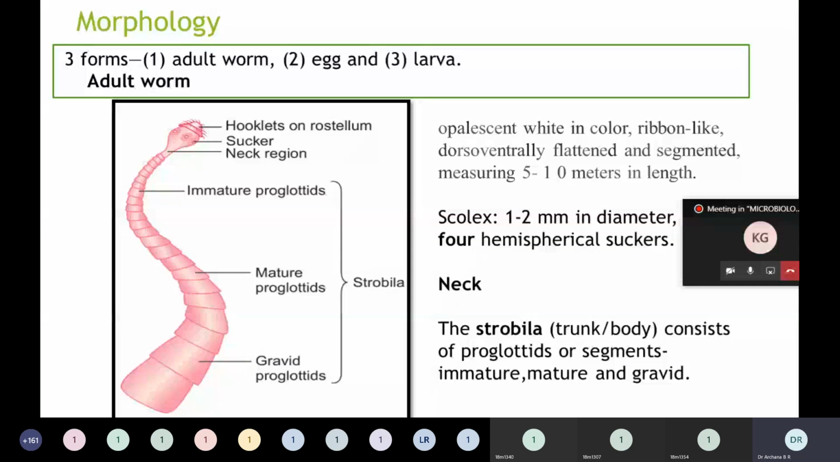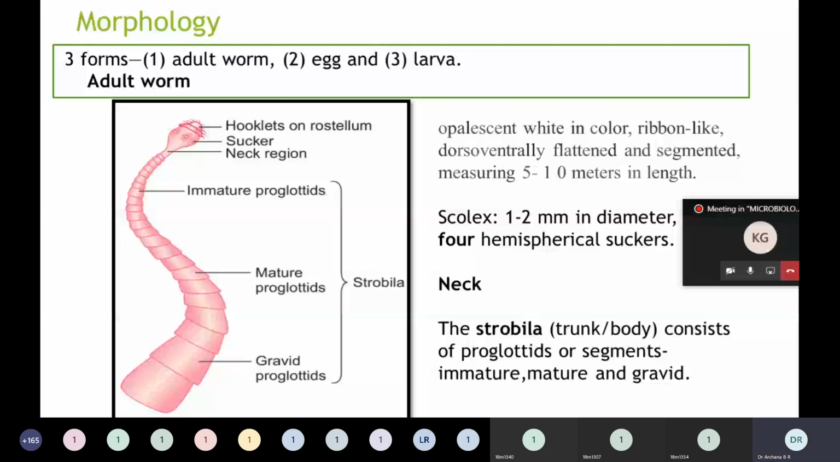Coming to the morphology, it exists in three forms: adult worm, eggs, and larva. Coming to the adult worm, which is opalescent, white in color, ribbon-like, dorsoventrally flattened and segmented. The adult worm measures about 5 to 10 meters in length in Taenia saginata, and about 2 to 4 meters in length in Taenia solium.